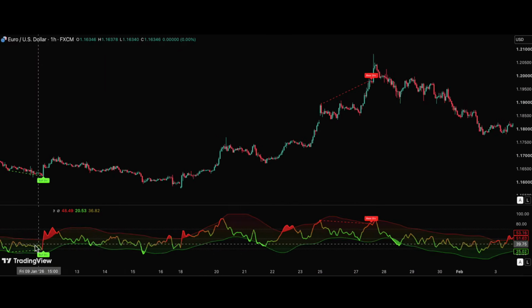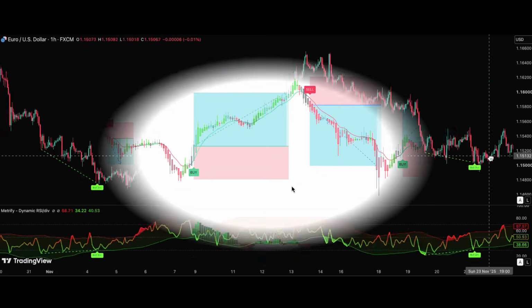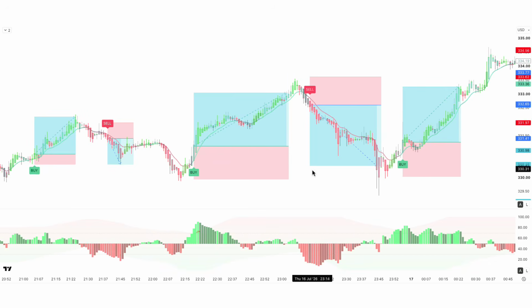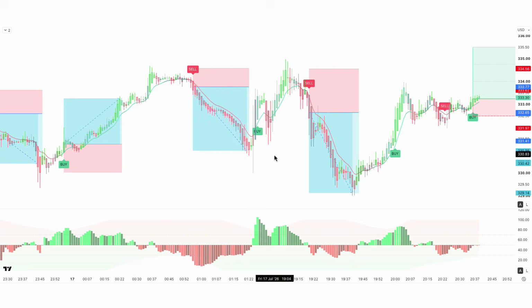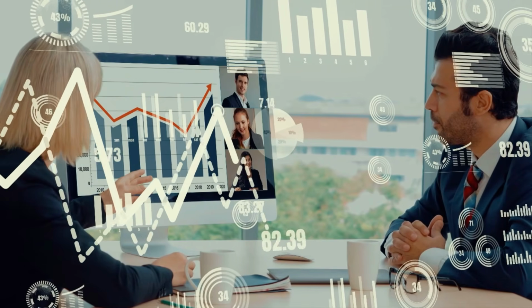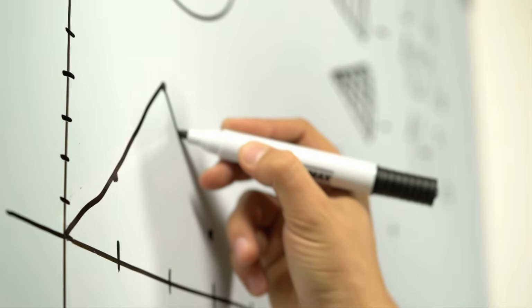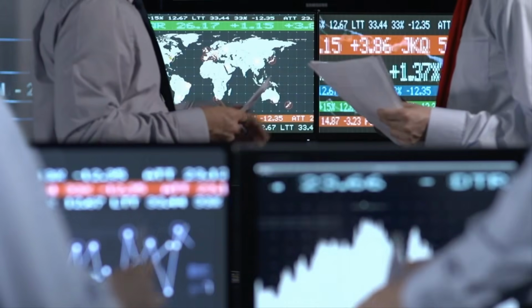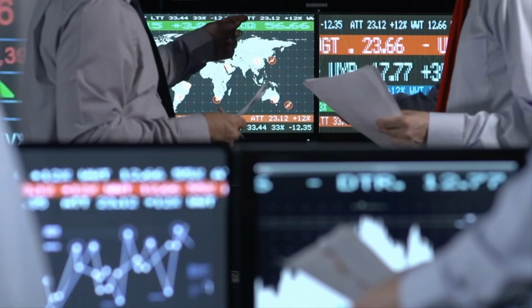We'll start by building the complete setup from scratch, then I'll explain the entry conditions step by step using real chart examples. You'll see how the confirmation works, where entries are considered, how stop loss and targets can be planned, and why patience is often more important than speed.